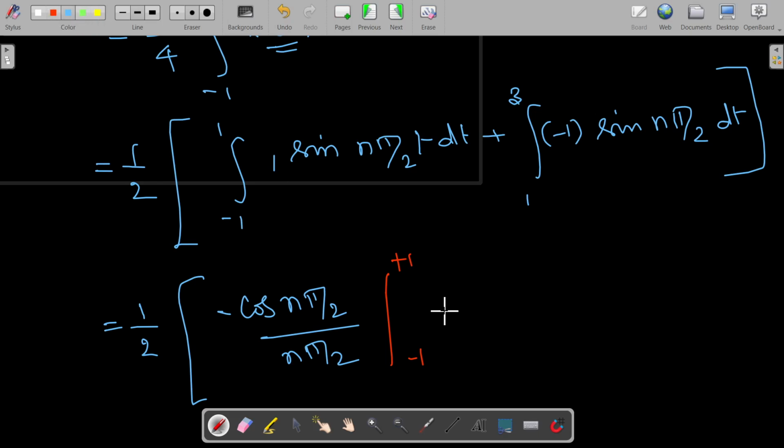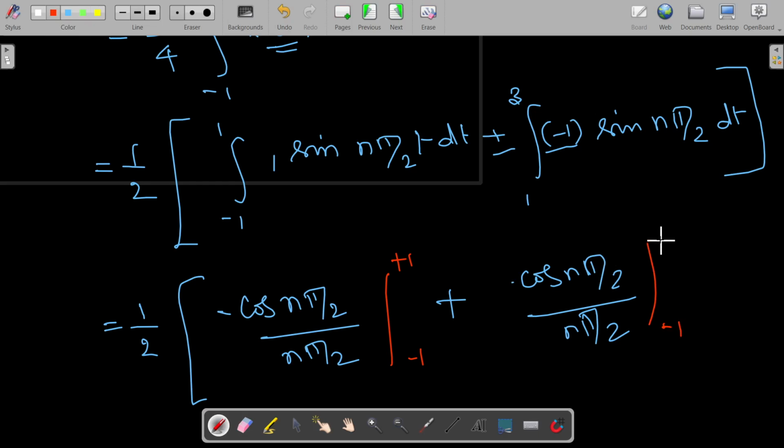Then here we have this plus sign. For this it is minus into plus, right? So you can write it as minus of sine n pi by 2, again it is minus cos n pi by 2 divided by n pi by 2. But this minus and this minus are getting cancelled, so you get it as plus, with the limits here as minus 1 to plus 1, isn't it?